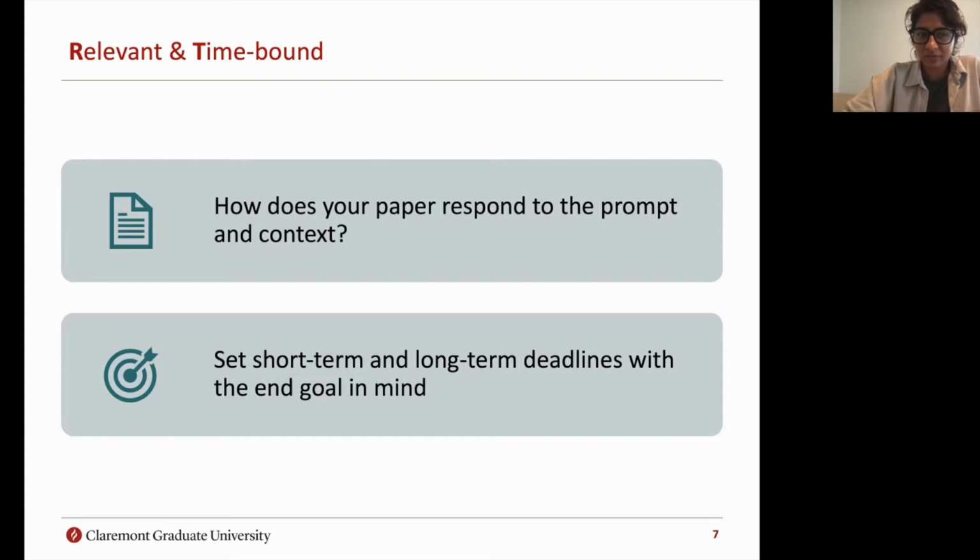This is also a moment to check in with the conventions of your discipline, the conventions of your genre, and the citation style you need to be accomplishing or fitting into.